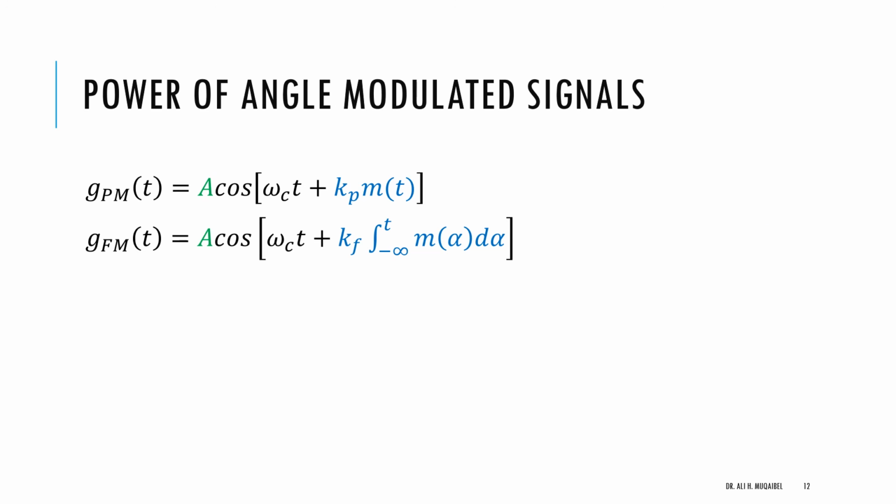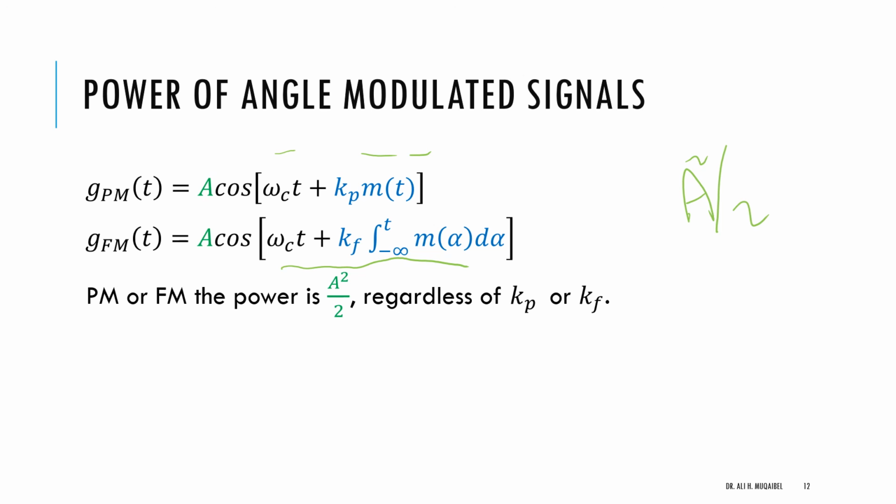Now, power of angle modulated signals. The power of an angle modulated signal luckily is simple. You can see the two expressions. The angle itself does not contribute to the power, so all of this is not a problem. In both cases, the power would be amplitude squared over 2.